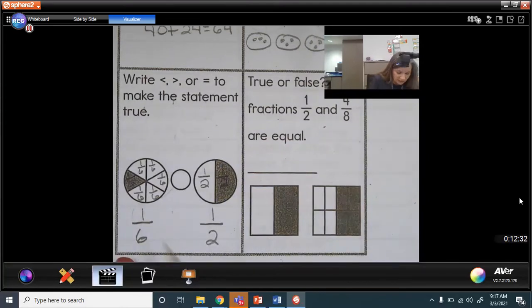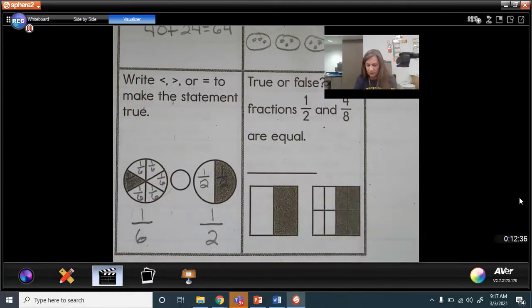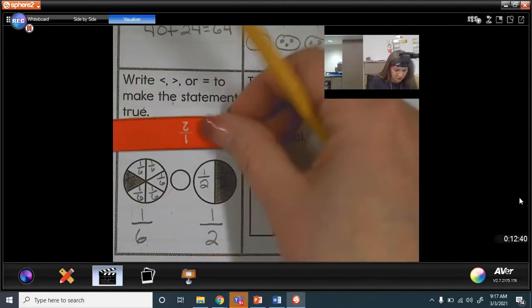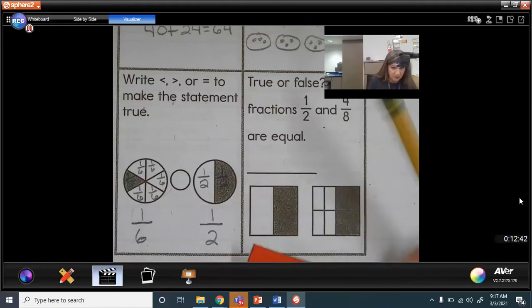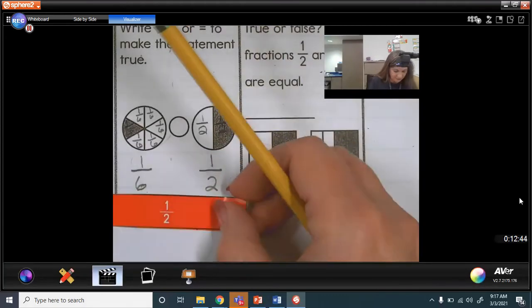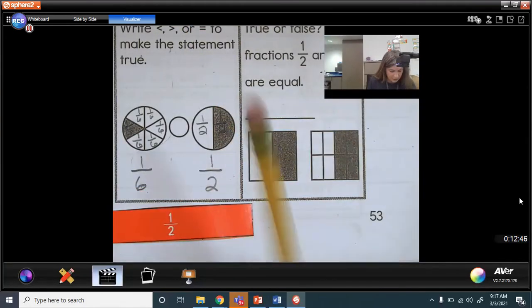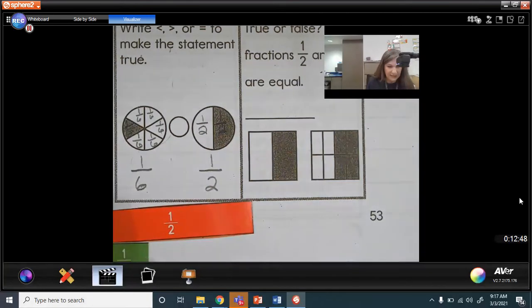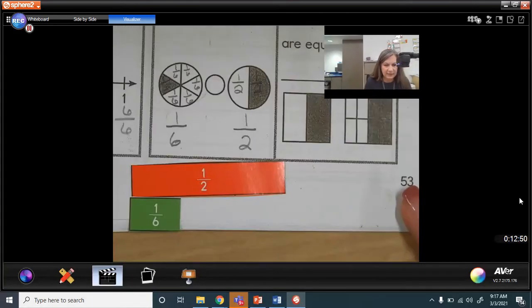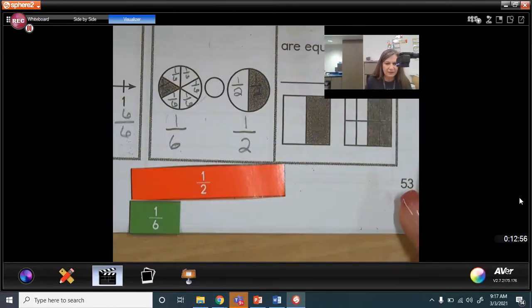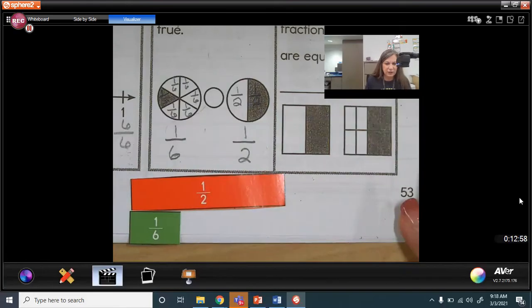Okay, so we could say 1/6 is... so let's take a look. I'm going to use my fraction strips. You see the fraction strips. Here's my half, and here's my 1/6. I can see that 1/6 is smaller or less than 1/2. So one of my half pieces is greater than one of my 6 pieces.